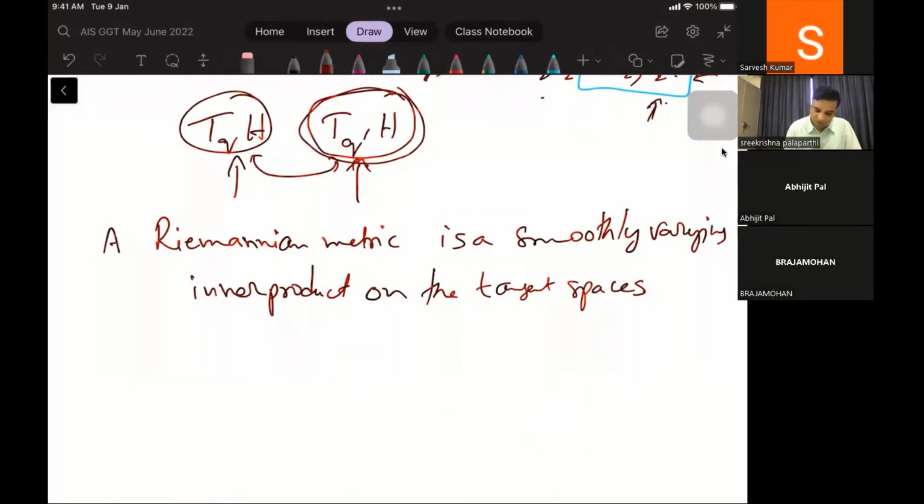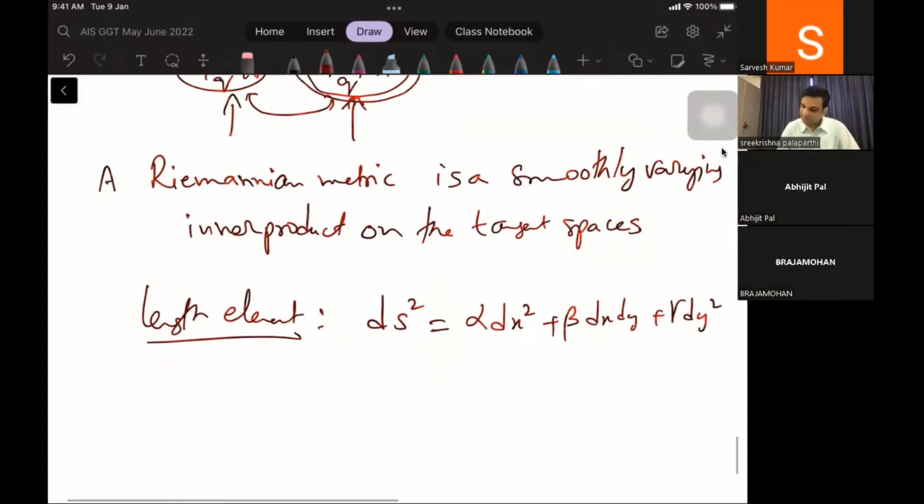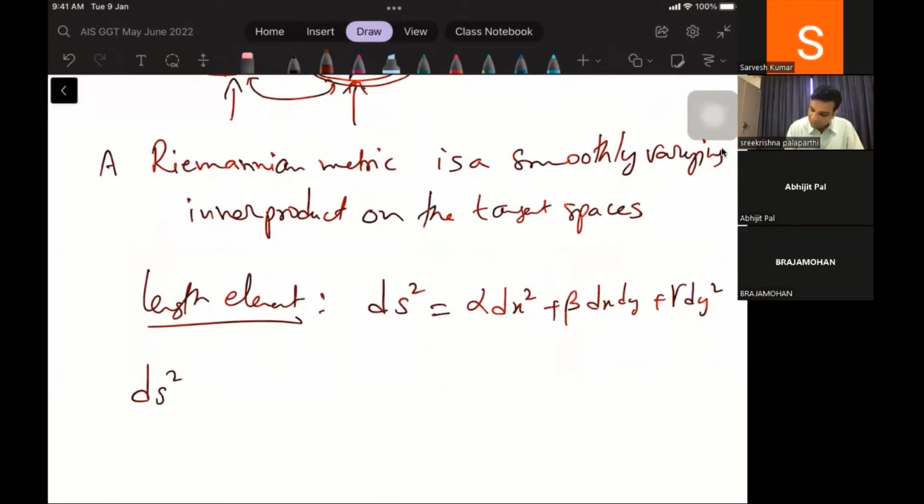So how do I do that? I define this by using a length element. This is the common practice. I'll give a length element ds squared equals alpha dx squared plus beta dx dy plus gamma dy squared. When I give a length element like this, what does ds squared do? It actually acts on two vectors, v1, v2 like this. This is at a point Q. At a point Q prime, I will give a length element. When I define a length element, I will define three functions here: alpha, beta, and gamma. These are three functions.